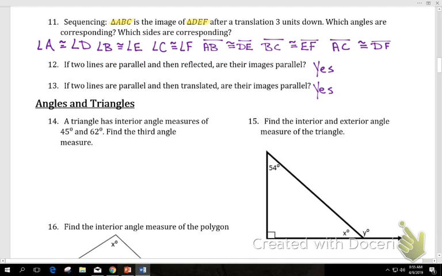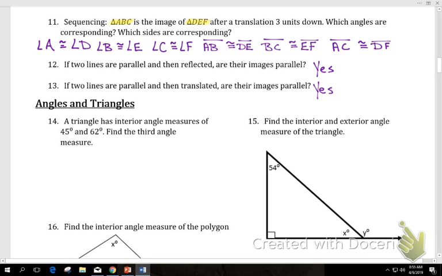Now, if it had said 2 lines are parallel and then line A is reflected but not line B, well then obviously the image lines are not parallel anymore. But if both lines undergo the same transformation, they absolutely are still parallel, okay? And so that's why my answer is yes. That's really all you need to know about those parallel lines. And it is a question on your EOC, okay? So you'll want to star it.